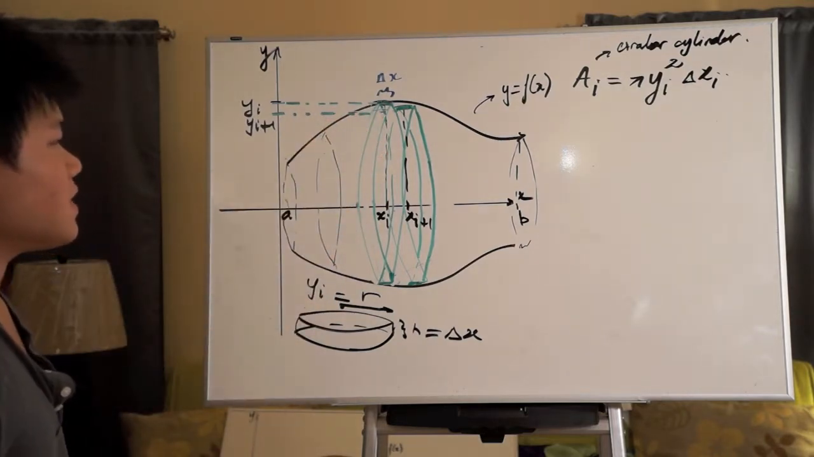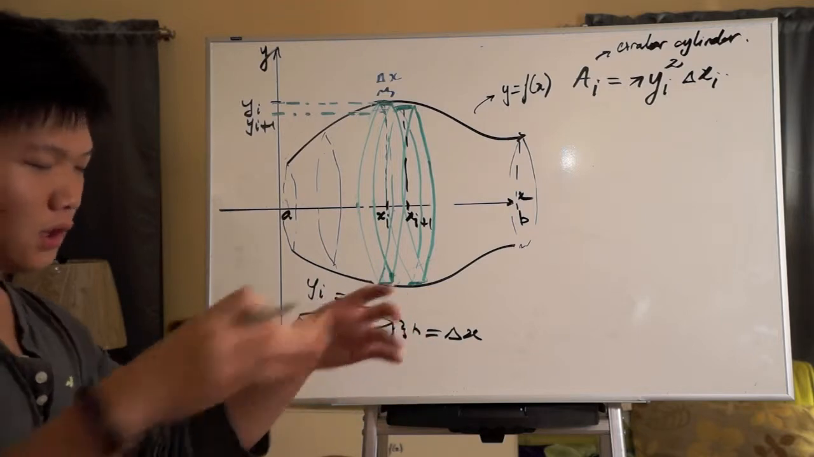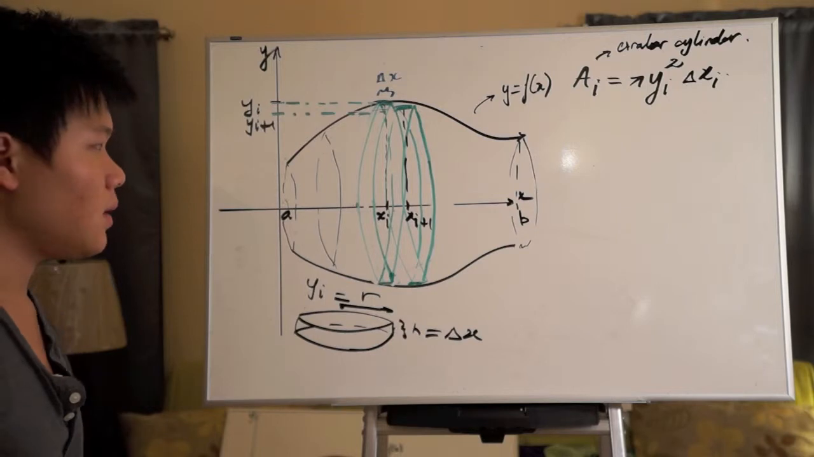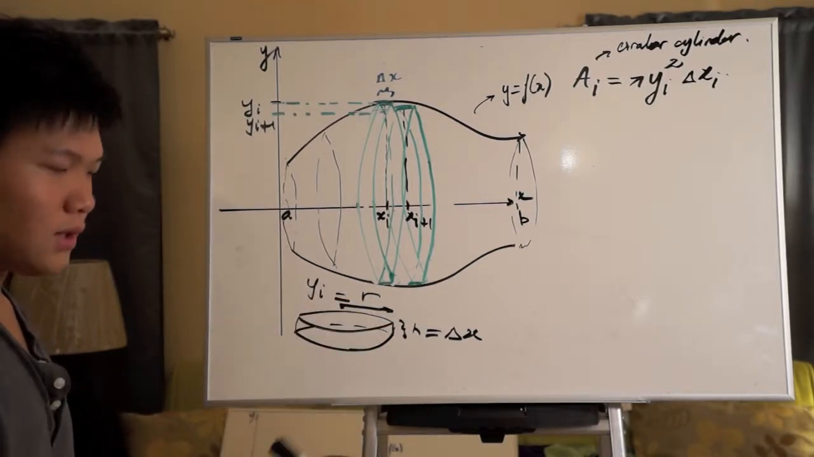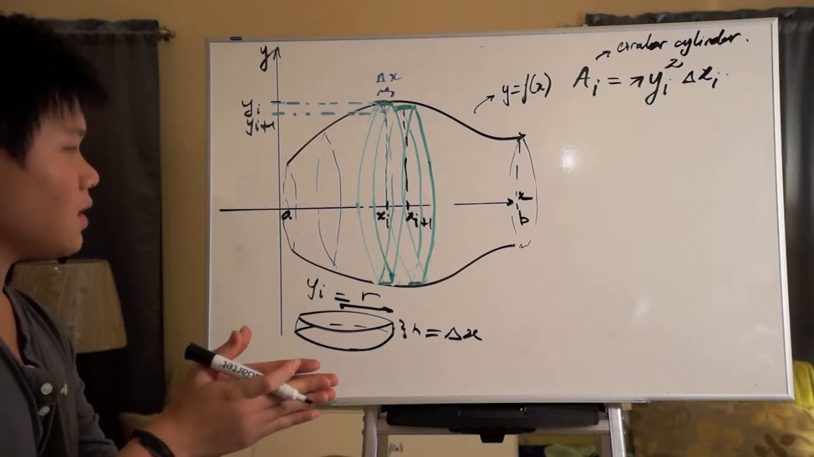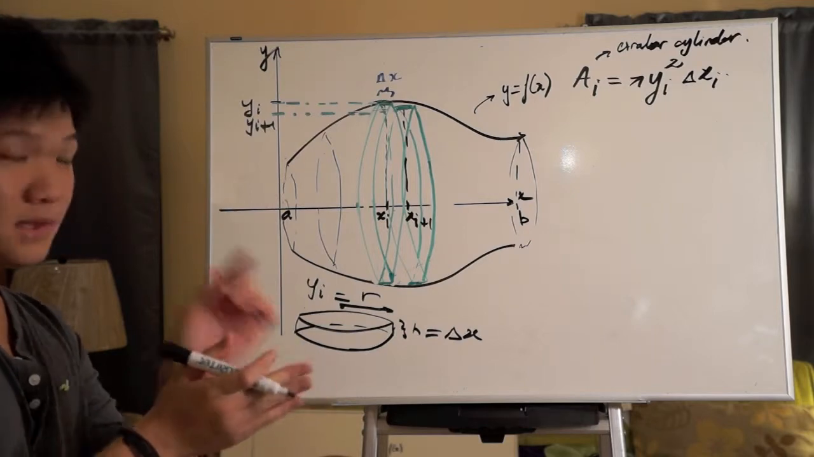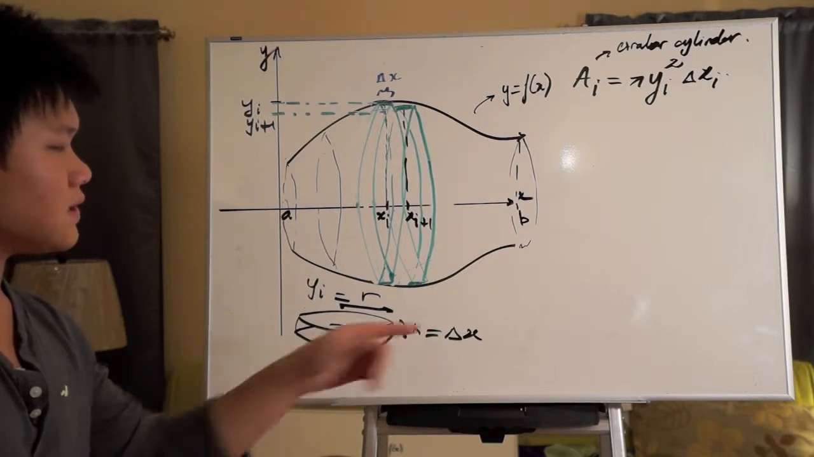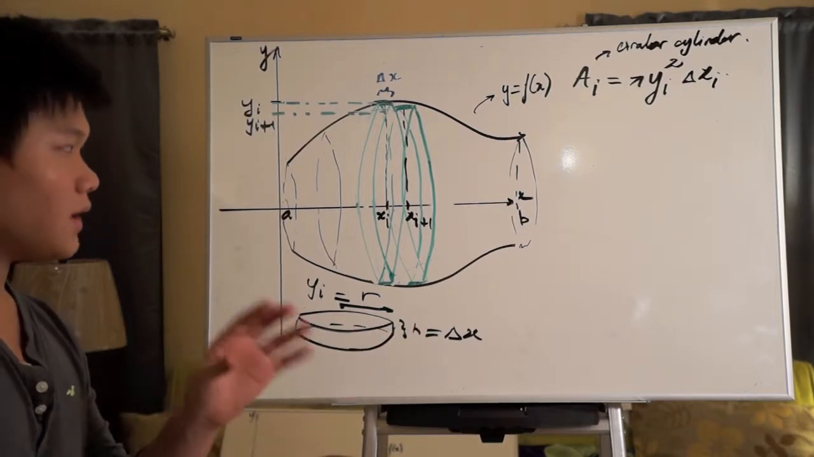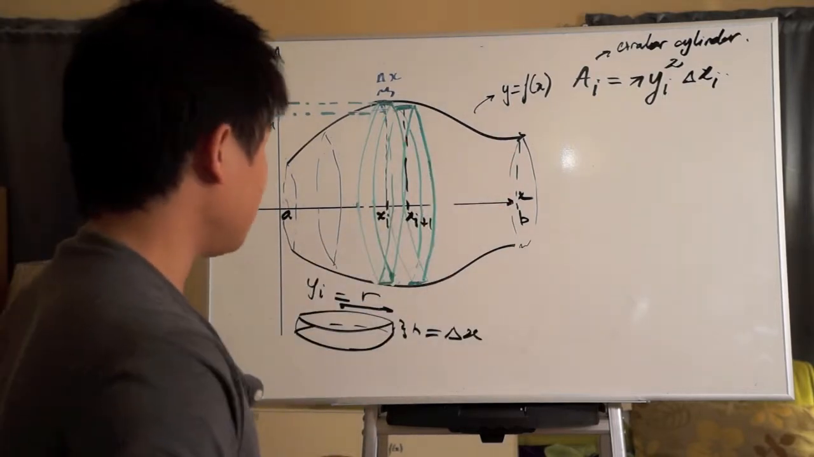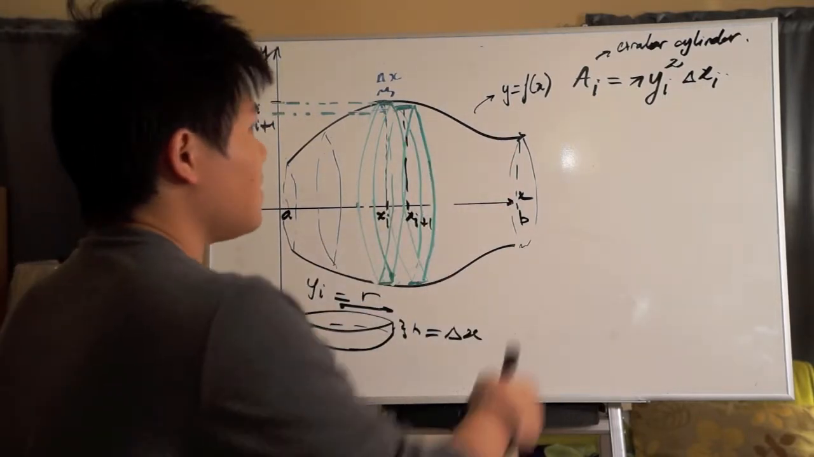Or you can think of it as a loaf of bread, and you slice each piece like that. You would have a very flat slice of bread, but it still has a certain thickness, and that thickness is just the delta x, and we calculate the volume of it. That is the cross-sectional area times the height.